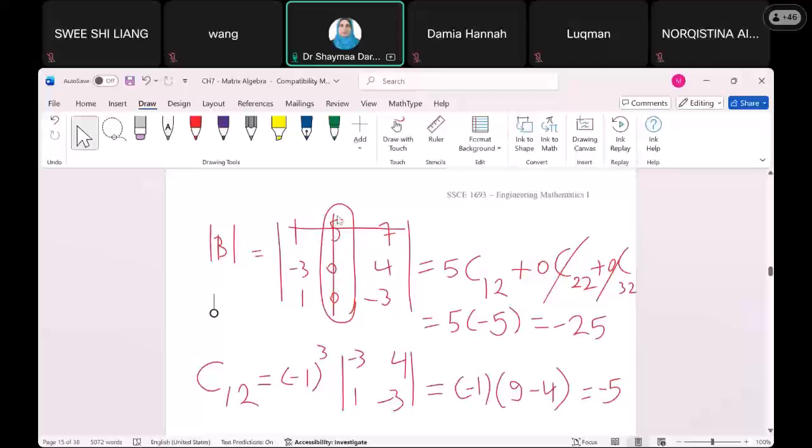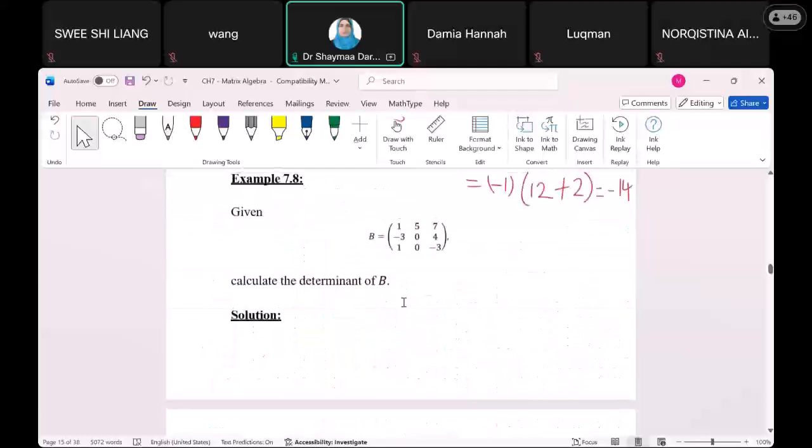By using the second column, the other entries are 0. So I need to find 5 multiplied by its cofactor. 5 is located in the first row, second column, so the cofactor 1, 2. So how to evaluate this cofactor? Minus 1 to the power 3, where 3 is 2 plus 1. For the minor 1, 2, you need to cancel the first row, second column. So minus 3, 4, 1, minus 3, which becomes minus 5. So 5 times minus 5 is minus 25.